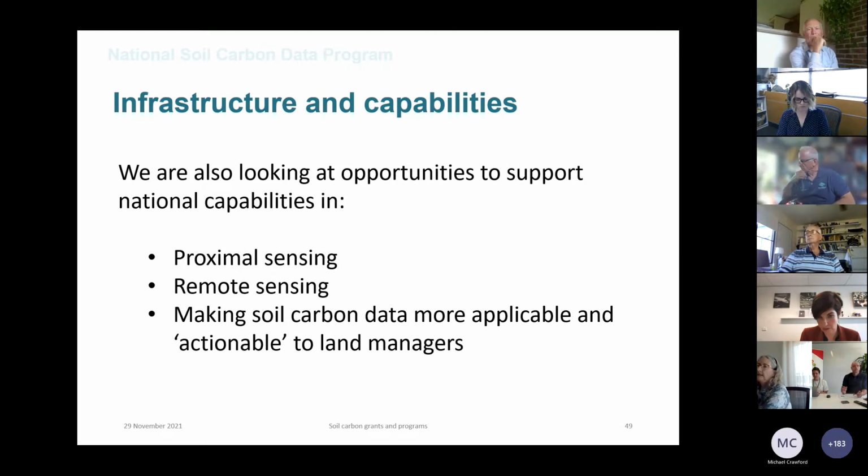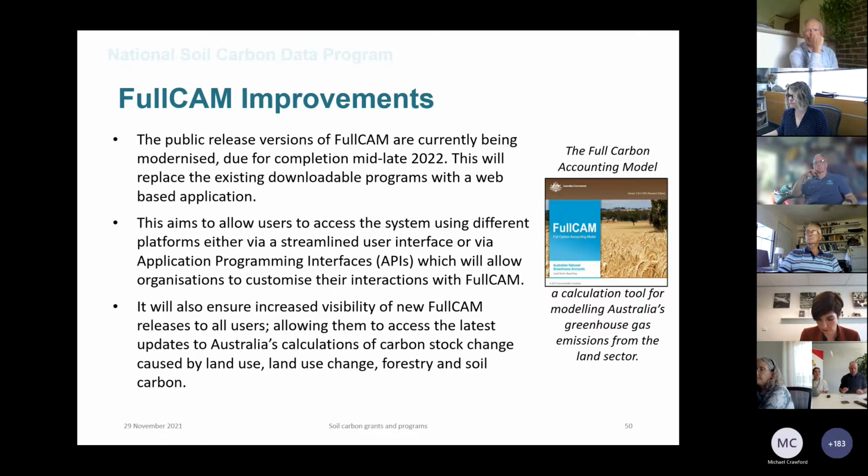So we'll jump on. And I also wanted to mention the FullCAM improvements that we're supporting through the National Soil Carbon Innovation Challenge. Our colleagues at the National Greenhouse Gas Inventory develop reports using the Full Carbon Accounting Model, which is the calculation tool for modelling Australia's greenhouse gas emissions from the land sector. The public release versions of FullCAM are currently being modernised and are due for completion mid to late 2022. This will replace the existing downloadable programs with a web-based application.